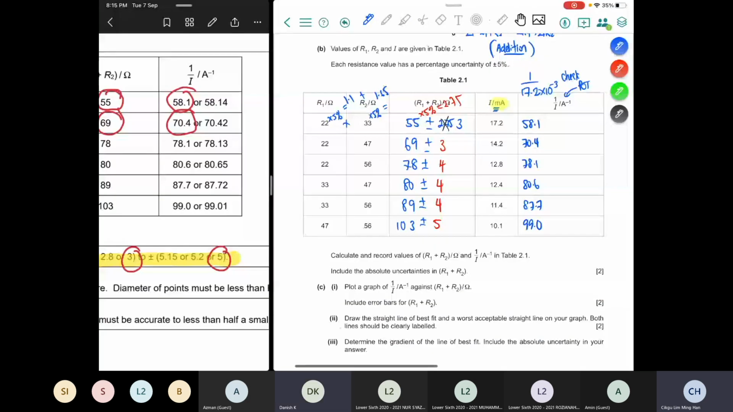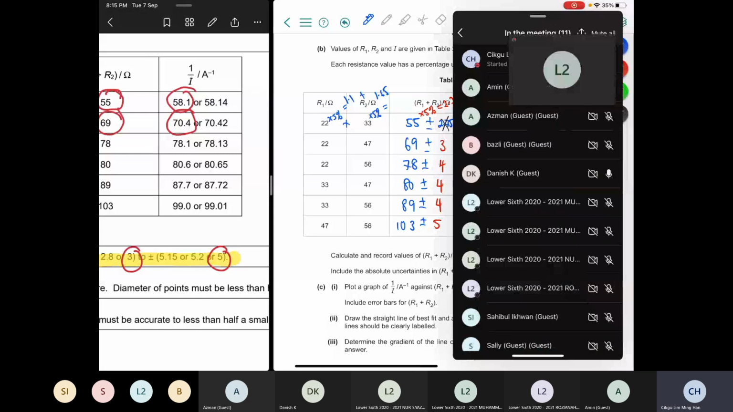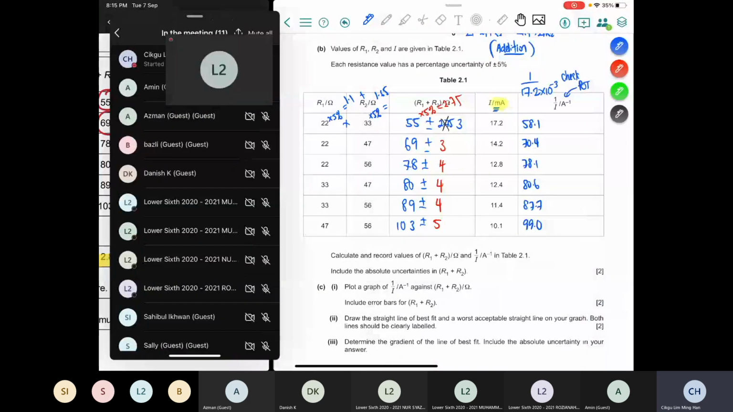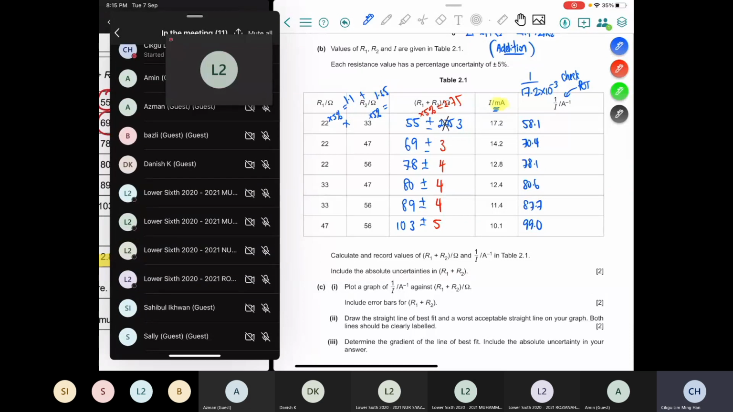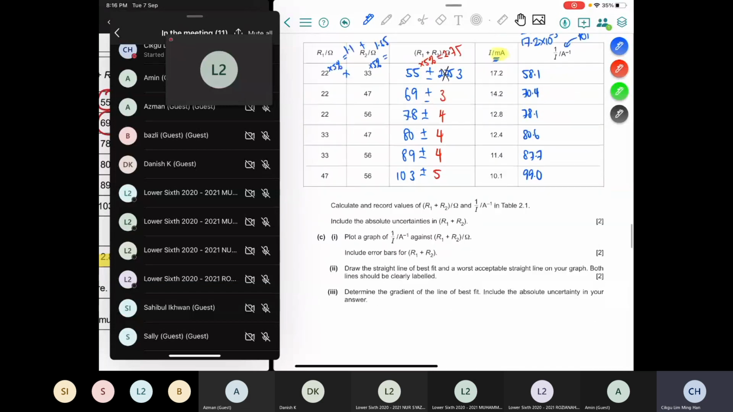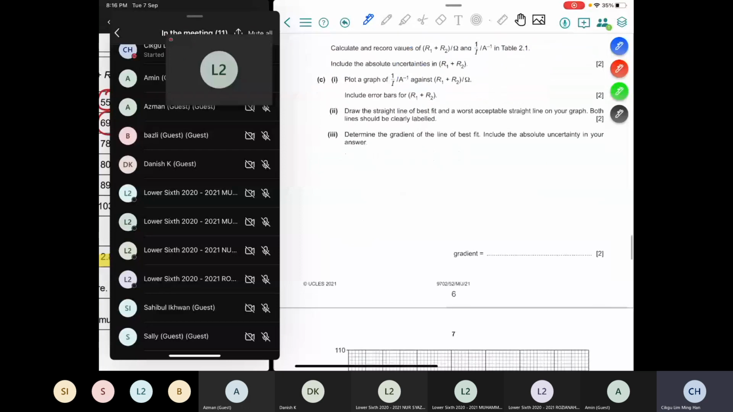Belum convert, sir. Anyone, si Asman kah, Bazli kah, the one here, Danish kah, Syaswani kah, Rosie kah, Sahibul kah, Sally, yeah. Just now also didn't remember to ask you to convert, so that we don't waste time here. So we wait for Kashfi to convert to PDF first lah.